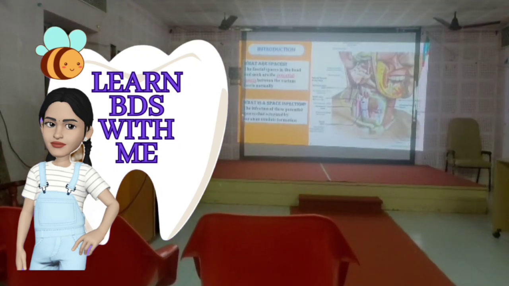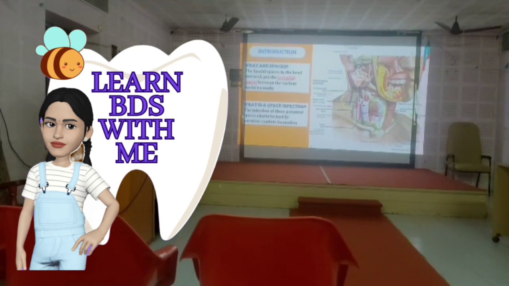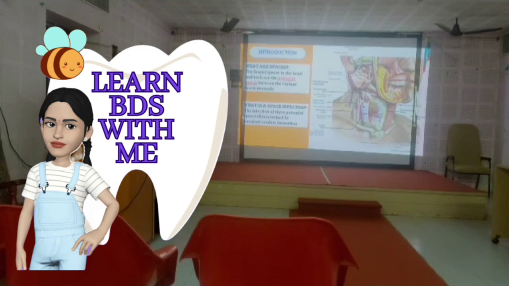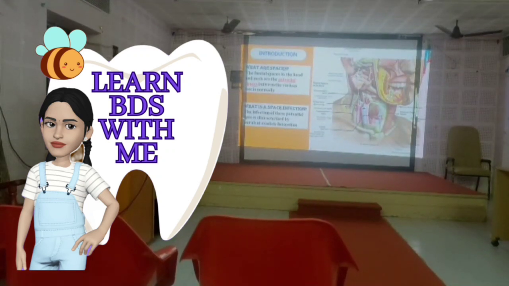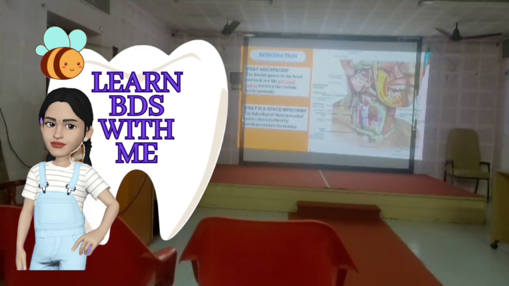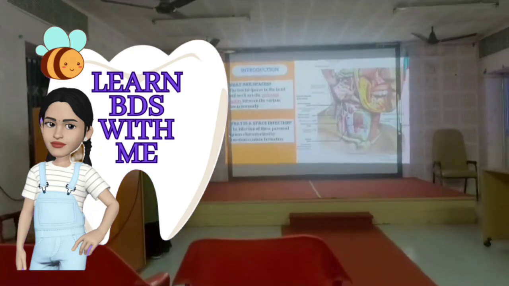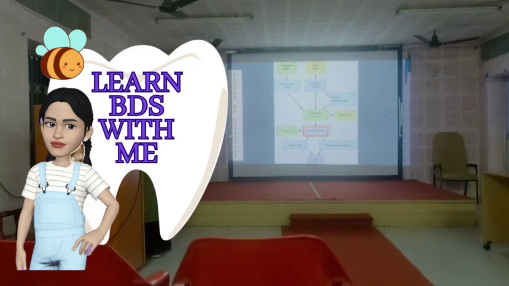First, introduction. What are spaces? As we say, it is not actually a space, it is just a potential space. That is, it has some contents within it like blood vessels, nerves and all, and they become space only when they get infected. So when purulent exudate formation occurs within those spaces, that is actually called space infection.